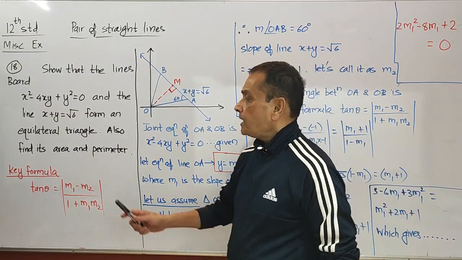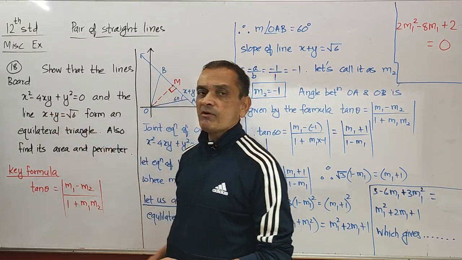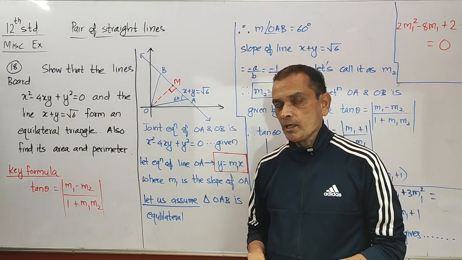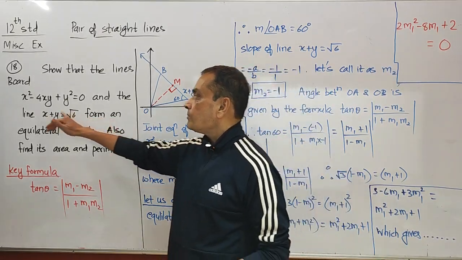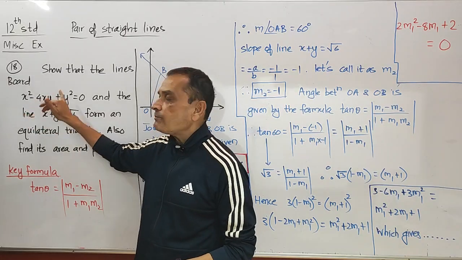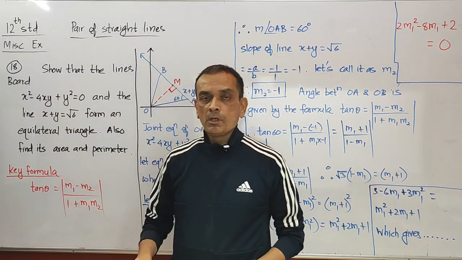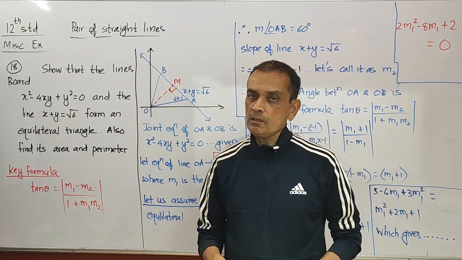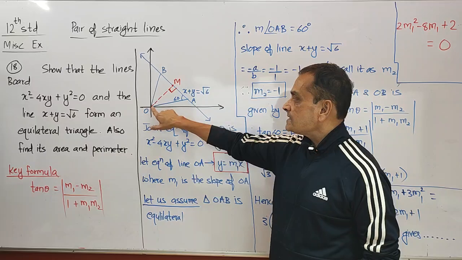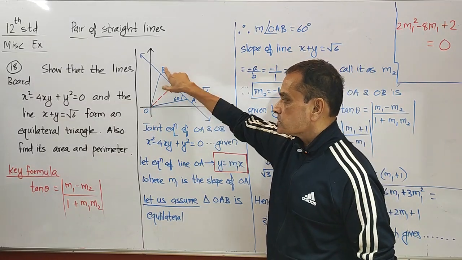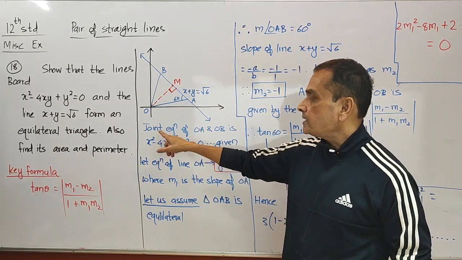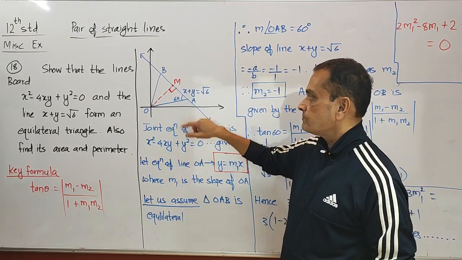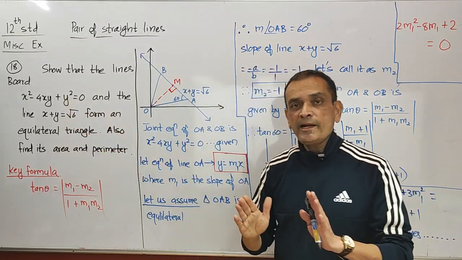Now see, x squared minus 4xy plus y squared represents a pair of lines. How do you recognize? It is of the form ax squared plus 2hxy plus by squared equal to 0. So it represents a pair of lines passing through the origin. You know that. So these lines are represented by OA and OB, suppose. Therefore, I have written the joint equation of OA and OB, which is given to us. This is the joint combined equation.